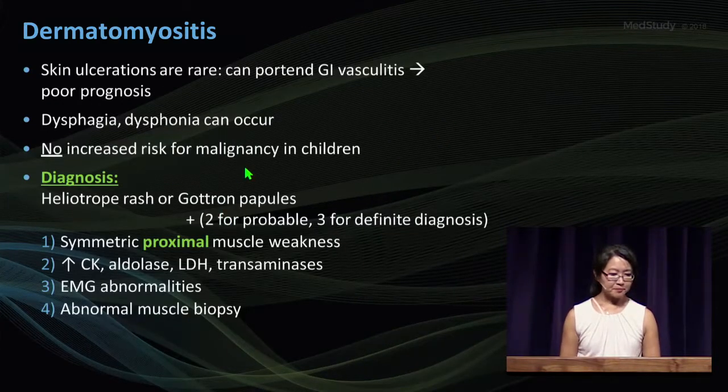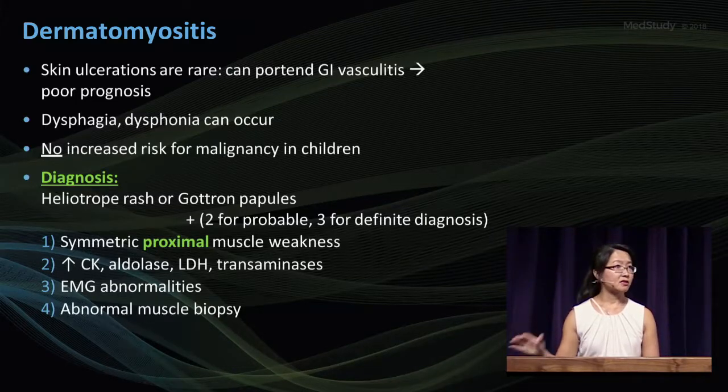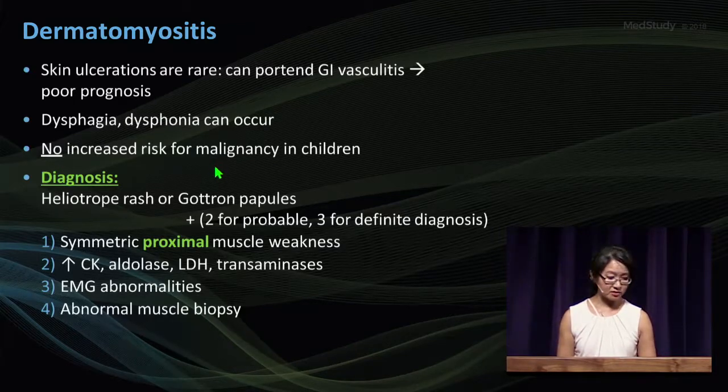So now, if patients have skin ulcerations, it can portend a GI vasculitis, and that's a very poor prognosis. Patients can also have dysphagia, dysphonia. Sometimes they have difficulties breathing because their accessory muscles of the thorax is affected. Now, one thing about children with dermatomyositis, there's no increased risk for malignancy compared to adult patients.